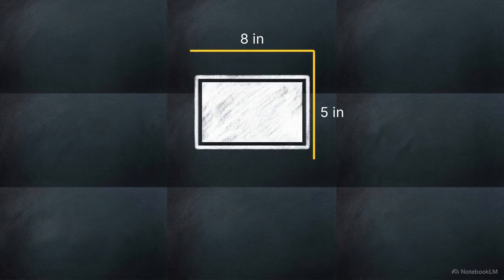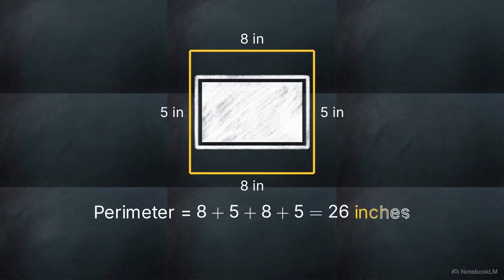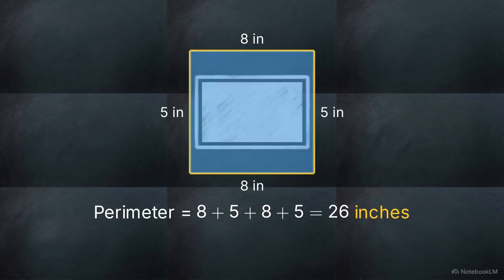Take this rectangle with a length of 8 inches and a width of 5 inches. To find the perimeter, we calculate the total distance around the edge. Adding 8, 5, 8, and 5 gives us 26 inches. The perimeter is just that one-dimensional border. The area, however, is the two-dimensional space inside. We find this by multiplying the length of 8 by the width of 5, which equals 40.